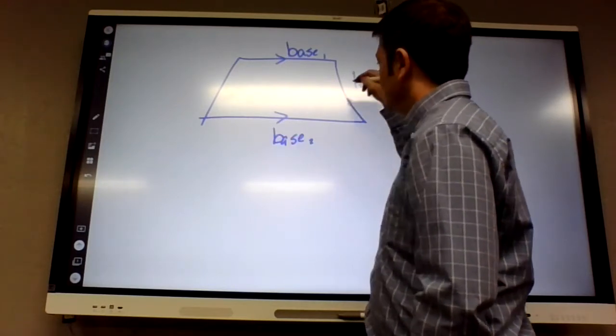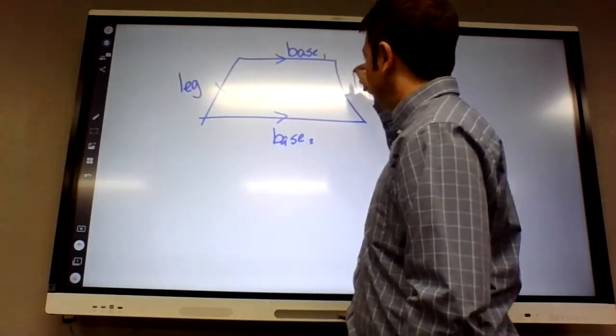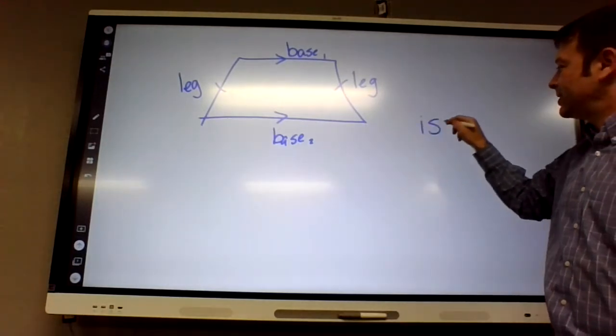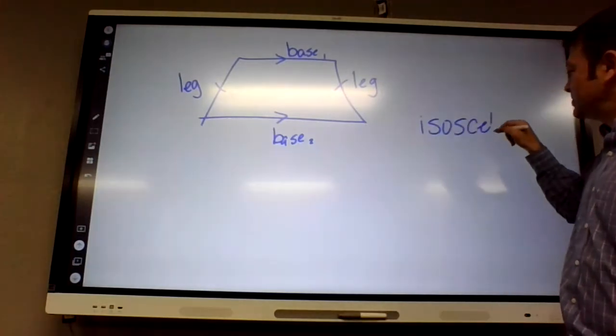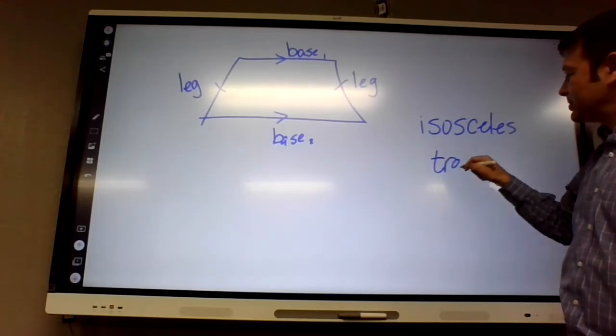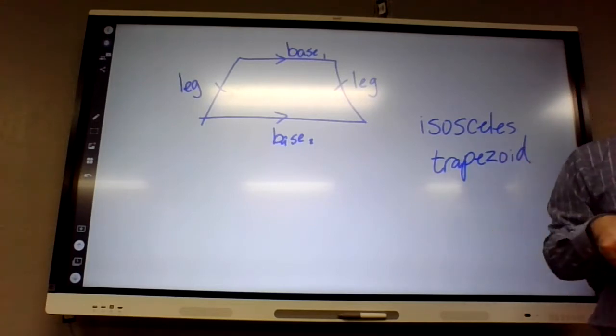Legs. What kind of trapezoid is it called if the legs are the same length? Isosceles. It's called an isosceles trapezoid. You guys remember isosceles triangles? What did we know about isosceles triangles? The base angles are also equal.